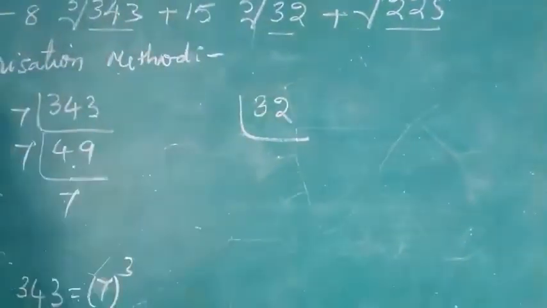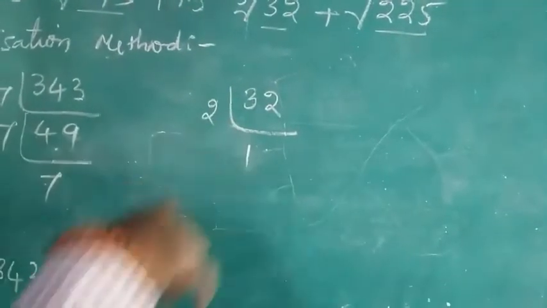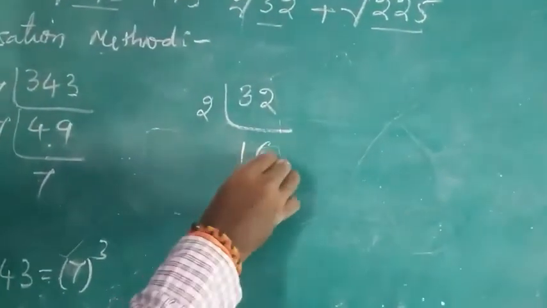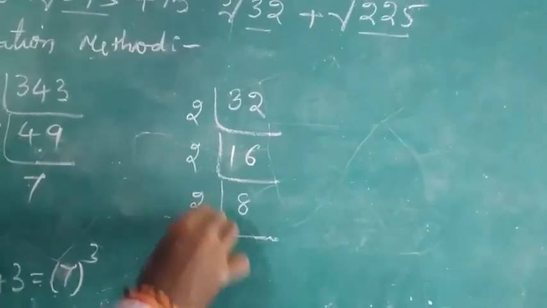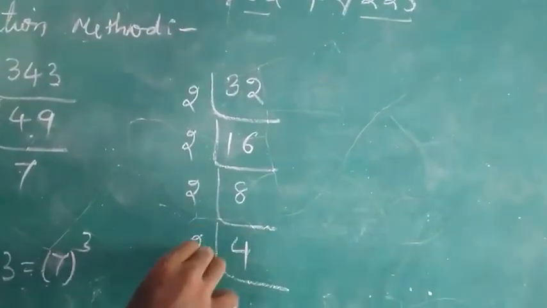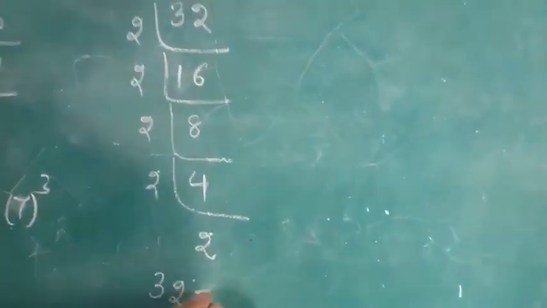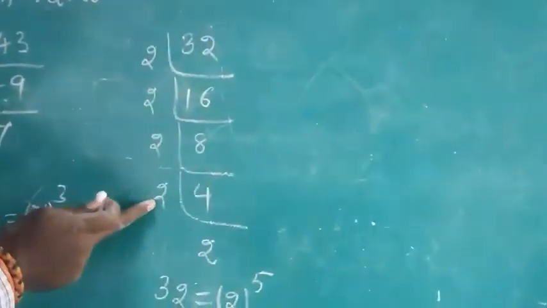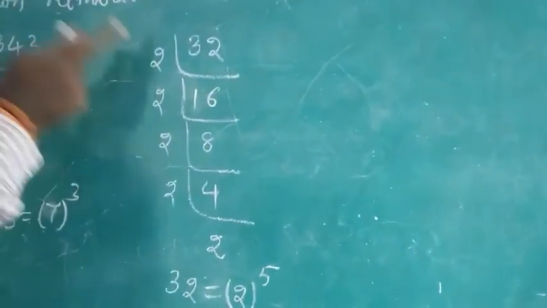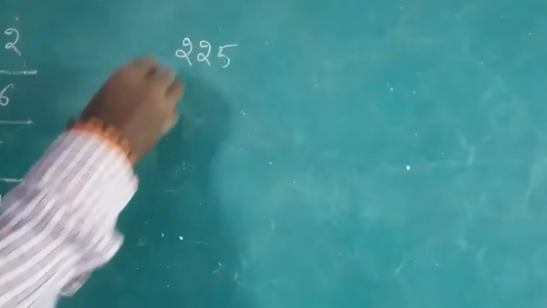Next 32. For all I am applying the prime factorization method only. That's why I am writing. Here let me take the 2 table. 2 1s are 2, 1 carry. 2 6s are 12, 2 8s are 16, 2 4s are 8, 2 2s are 4. So 32 you can write as 2 to the power of 5. Right or not? 1, 2, 3, 4, 5. The next, 225. The last digit is 5, right?